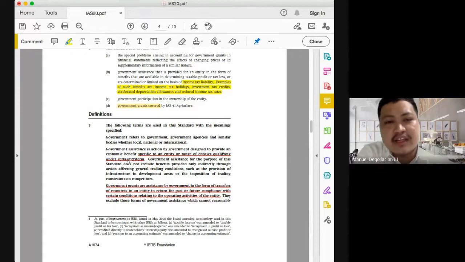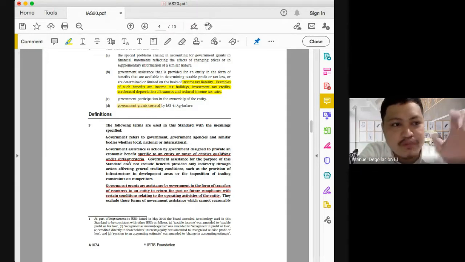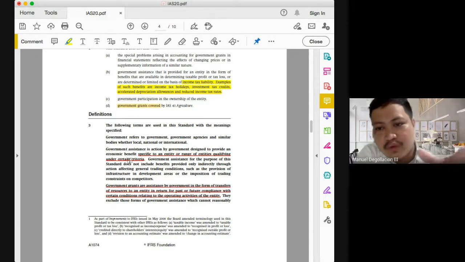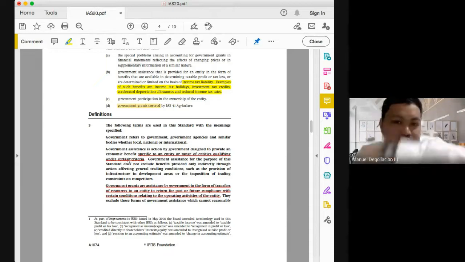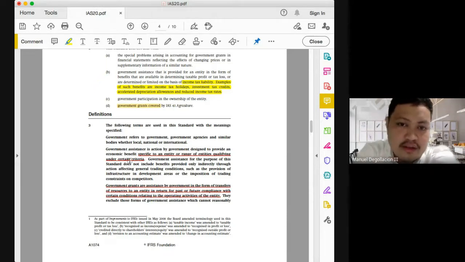Okay, it cannot just be any one, class. Okay, it can be a group of individuals or entities, but there has to be a qualifying factor, class. There has to be a substantial distinction between this group of entities and those that are not qualified for the government assistance. Okay.